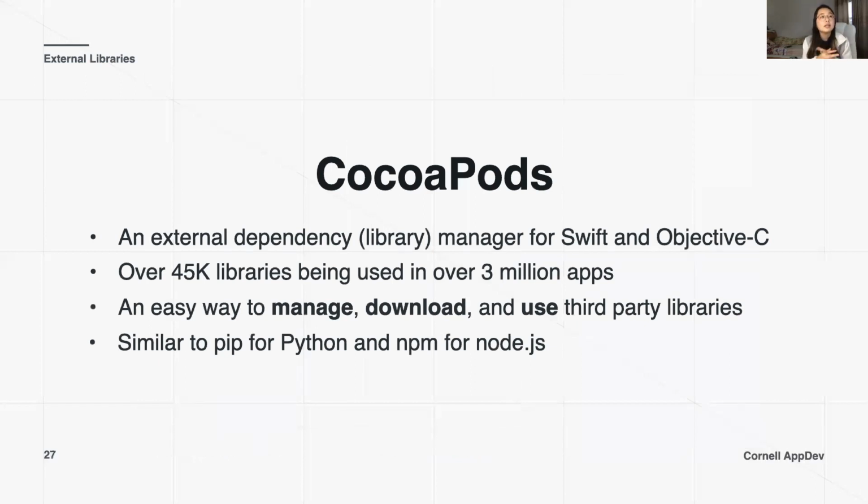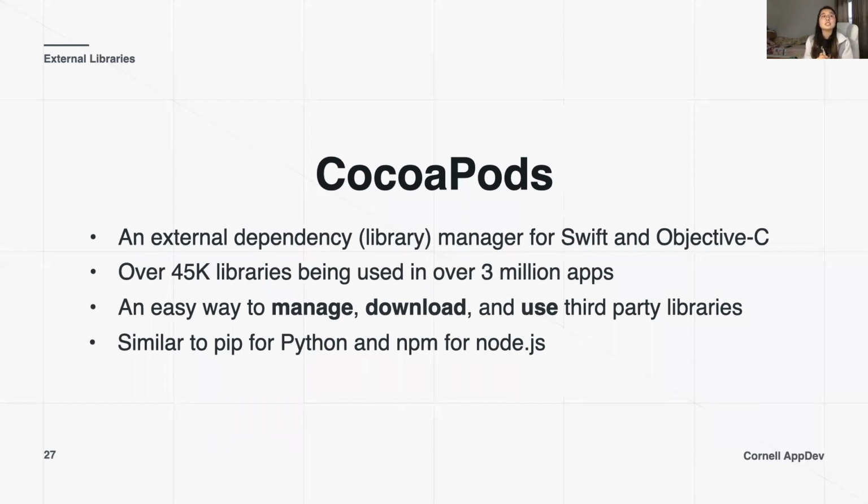So, how do we actually use these libraries? Well, there is this thing called CocoaPods, which is basically an external library manager, and it is specifically for Swift and Objective-C. If you have any experience with Python or Node.js, you'll know about tools like pip and npm. CocoaPods is very similar to pip and npm.